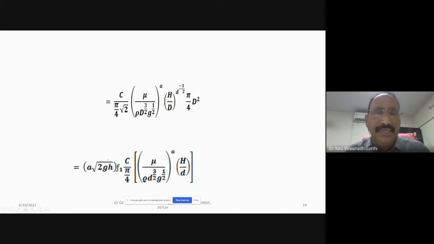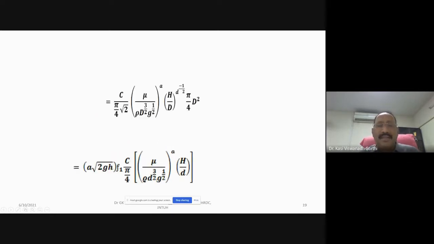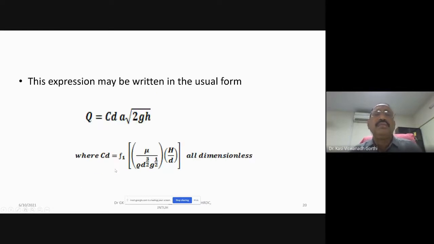And accordingly, you will be getting a root 2 gh, pi by 4 d square may be taken to be a, into root 2 gh into function of this. So the moment I say function, the power a should go away and you will be getting a comma. All this is taken as the coefficient of discharge, Cd.